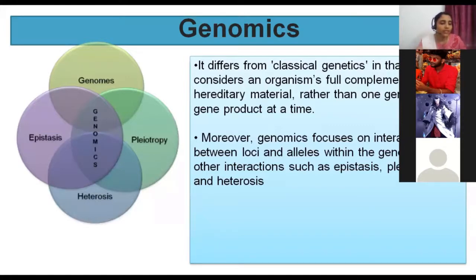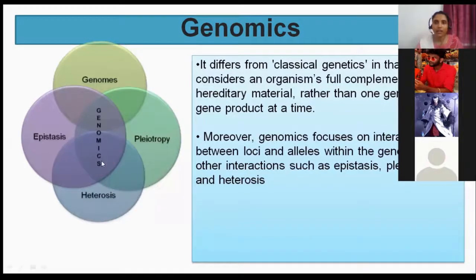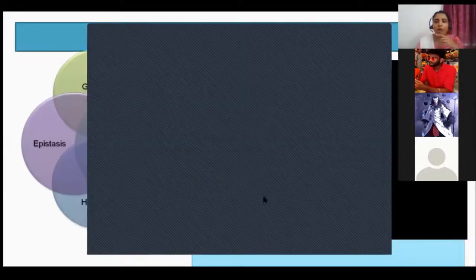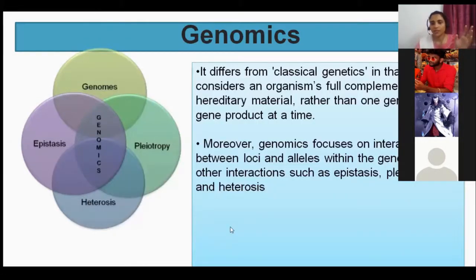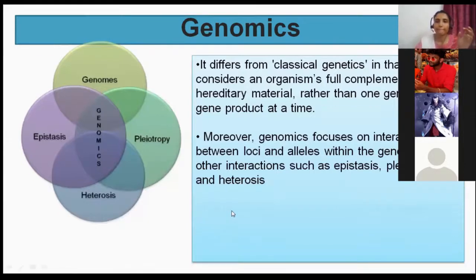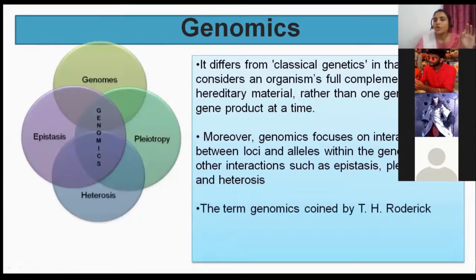And heterosis. Heterosis is how progeny of diverse varieties of a species exhibit greater developmental qualities. That means you have two different varieties, you merge them, you get a progeny. Progeny means the offspring. How is that offspring having better developmental qualities in it? A combination of all of this is genomics. The term genomics was coined by T.H. Roderick in 1987.